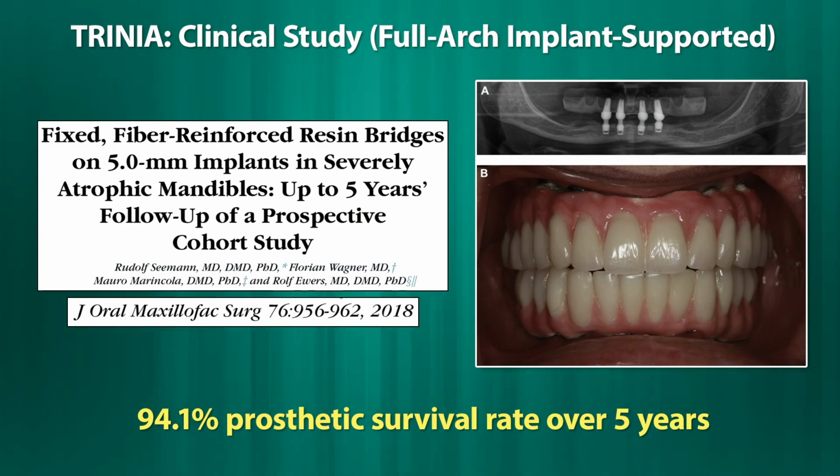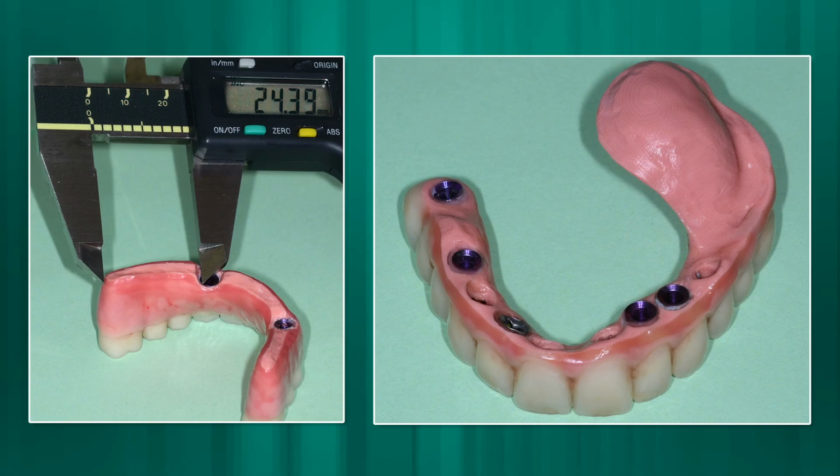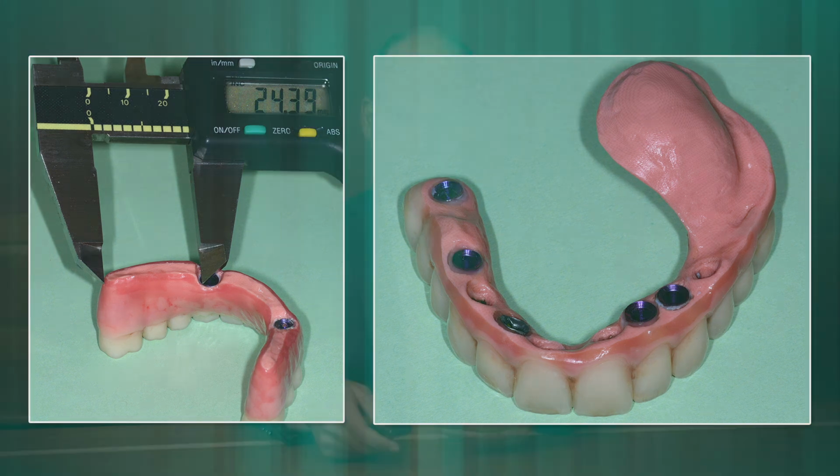So teeth-colored or pink TRINIA already has published follow-ups of up to 5 years of clinical use for upper and lower full-arch implant-supported prostheses, presenting prosthetic survival rates of 94%. Most interesting is its use for distal cantilever extensions over 25 millimeters, which is allowed due to its flexibility.